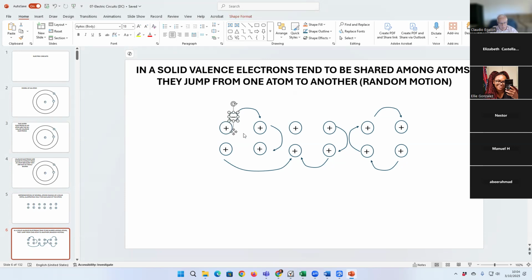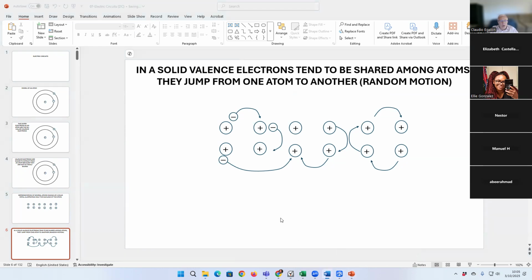So if I want to be more precise, I'm going to put an electron in every one of those arrows to show that the electron is moving from one atom to another one, and so on. Do you see the difference?